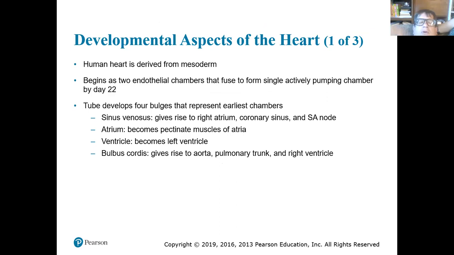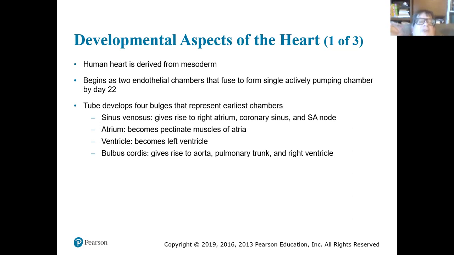Okay, and now we're through all the scary stuff, and that's really scary stuff. The human heart is made out of the embryonic layer that we call mesoderm, and it says it begins as 2 endothelial chambers. I know that sounds weird, like, oh, we have a 4-chambered heart. Well, you start out with a 2-chambered heart, just like fish have. Fish have a 2-chambered heart.